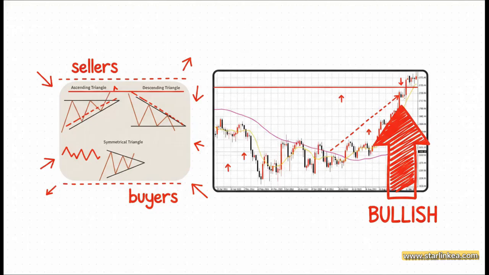Okay, first up, let's look at the ascending triangle. This is a classic bullish, or optimistic, pattern. You can see the theory on the left and then a real-world example right there on the right. Now notice what's happening. The sellers are holding this firm line up top. That's what we call resistance. But the buyers are getting more and more aggressive, pushing the price floor higher and higher every single time it dips.